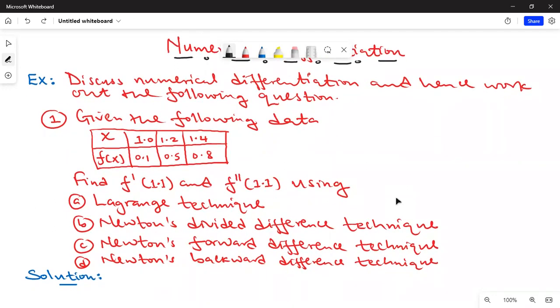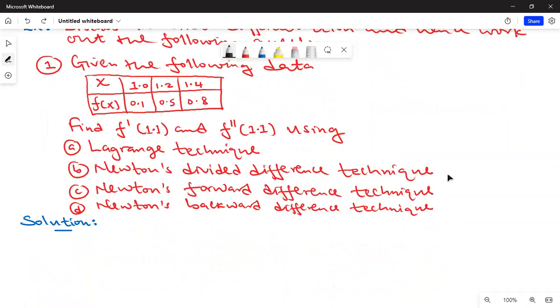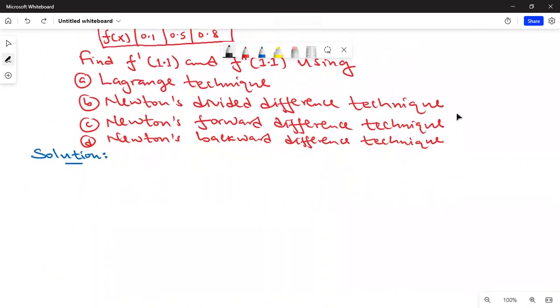We are asked to find f prime of 1.1 and f double prime of 1.1 using part A, Lagrange technique, part B, Newton's divided difference technique, part C, Newton's forward difference technique, and part D, Newton's backward difference technique. So first of all, let's talk about numerical differentiation.